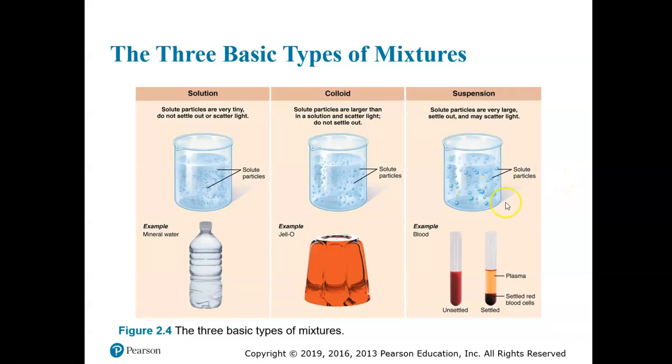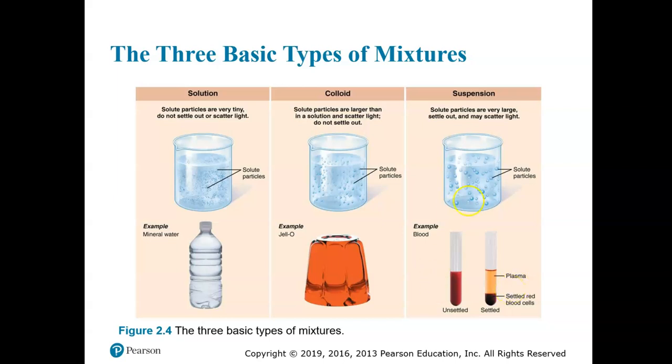And then a suspension is when the solute particles are very large and they can settle out. So blood is a good example of a suspension. Blood cells are suspended in plasma, but you can take a sample of blood and spin it in a centrifuge, and the heavier particles will settle, kind of like Italian salad dressing. You can shake it up and it'll mix evenly, but as soon as you set it down, the heavier stuff is going to settle to the bottom and the oil is going to rise to the top. So plasma is going to rise and the blood cells are going to settle to the bottom in a sample of blood. So that is a suspension.